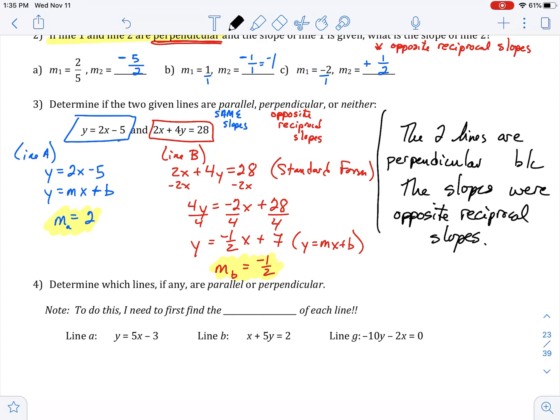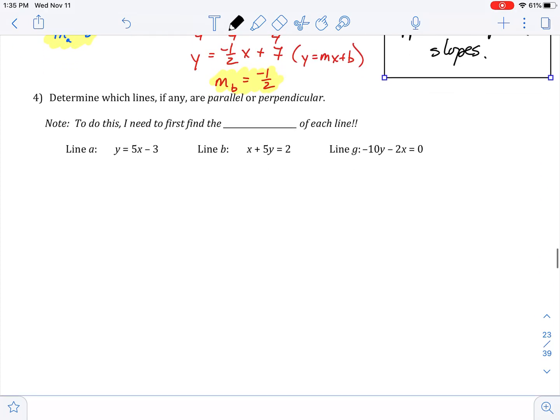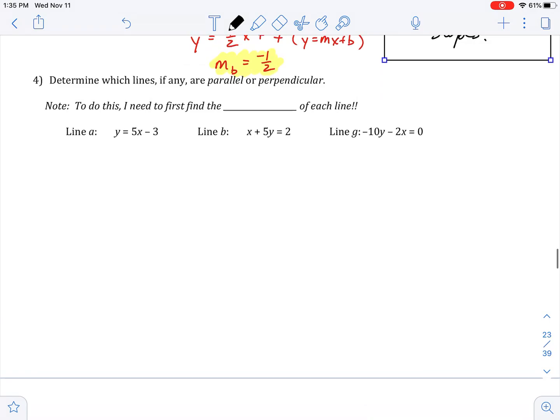Another way you could have stated this conclusion is you could have stated that the product of those slopes was going to be equal to -1. And we get down here to the bottom, and it says determine if any of these lines are parallel or perpendicular. Note, in order to do this, you need to first find the slope of each line.